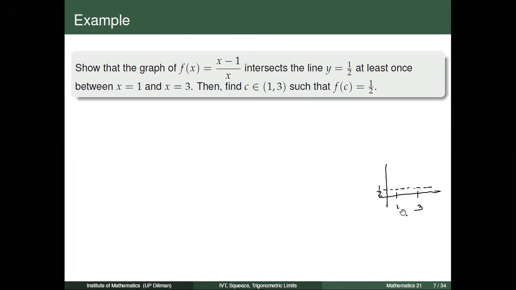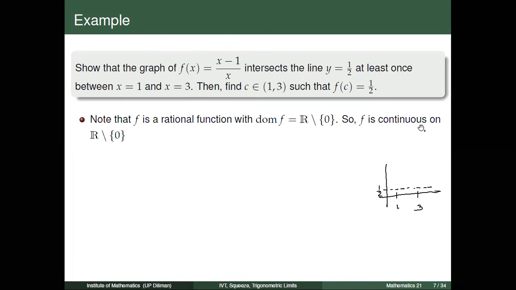So first, is the function continuous on the closed interval [1, 3]? Well, the function is a rational function that is undefined at 0, so it is continuous on the set of real numbers except 0. And in particular, it is continuous on the interval [1, 3].